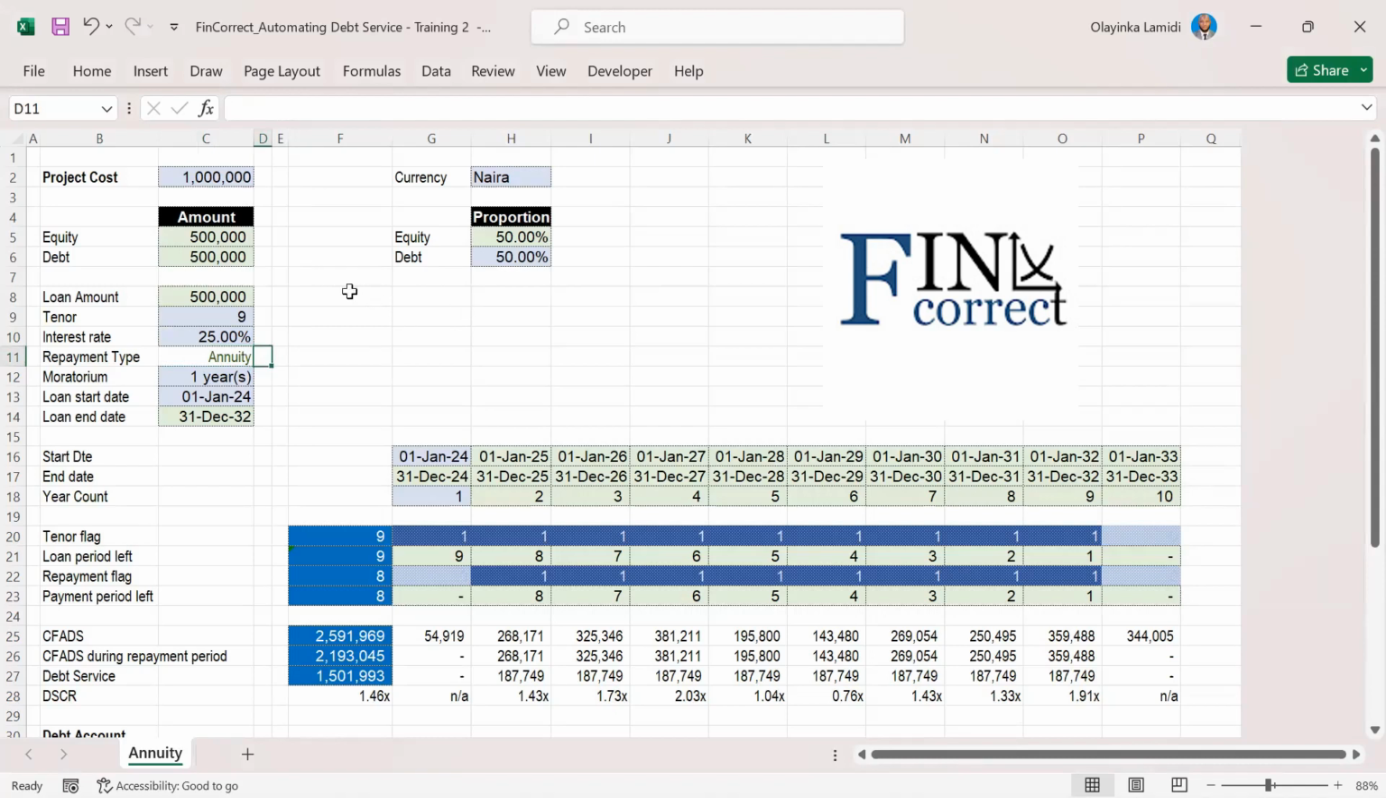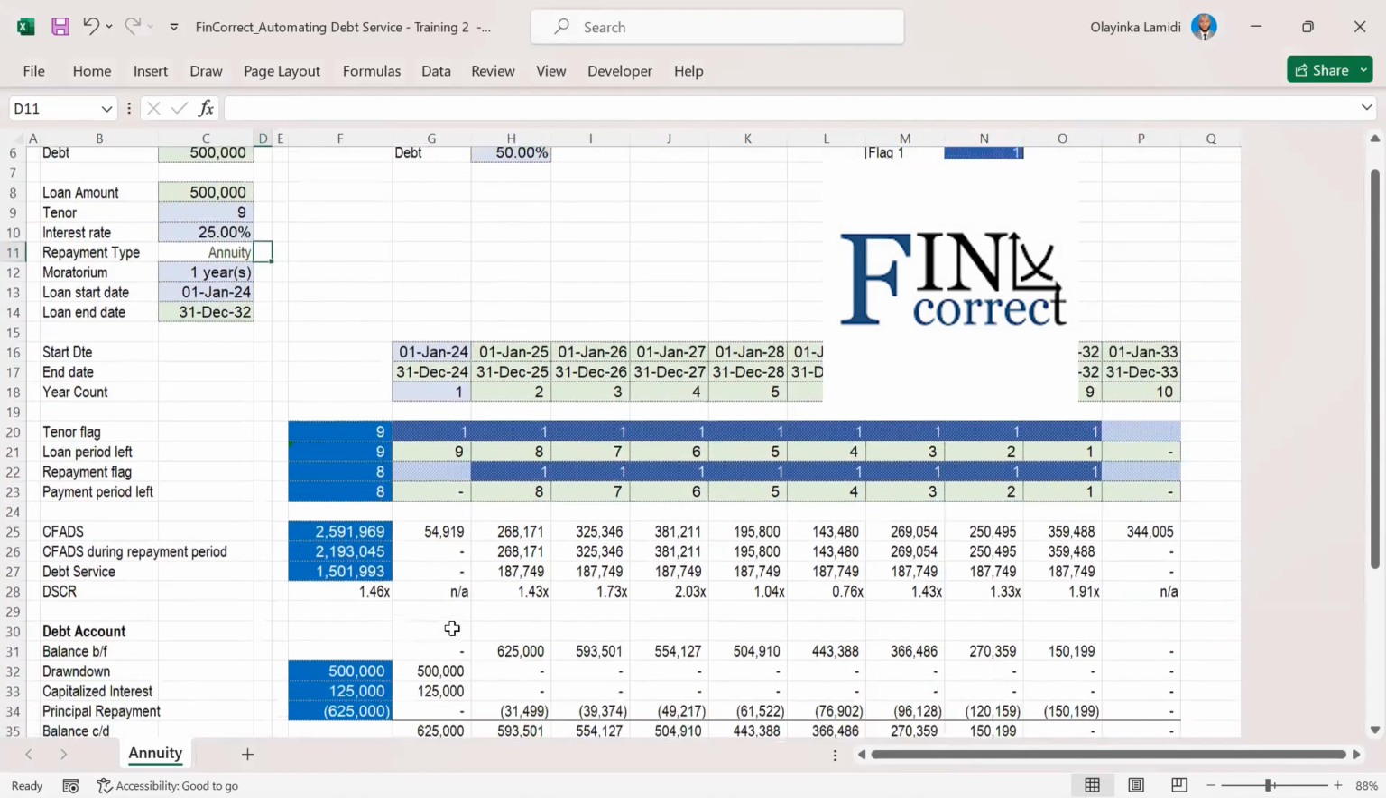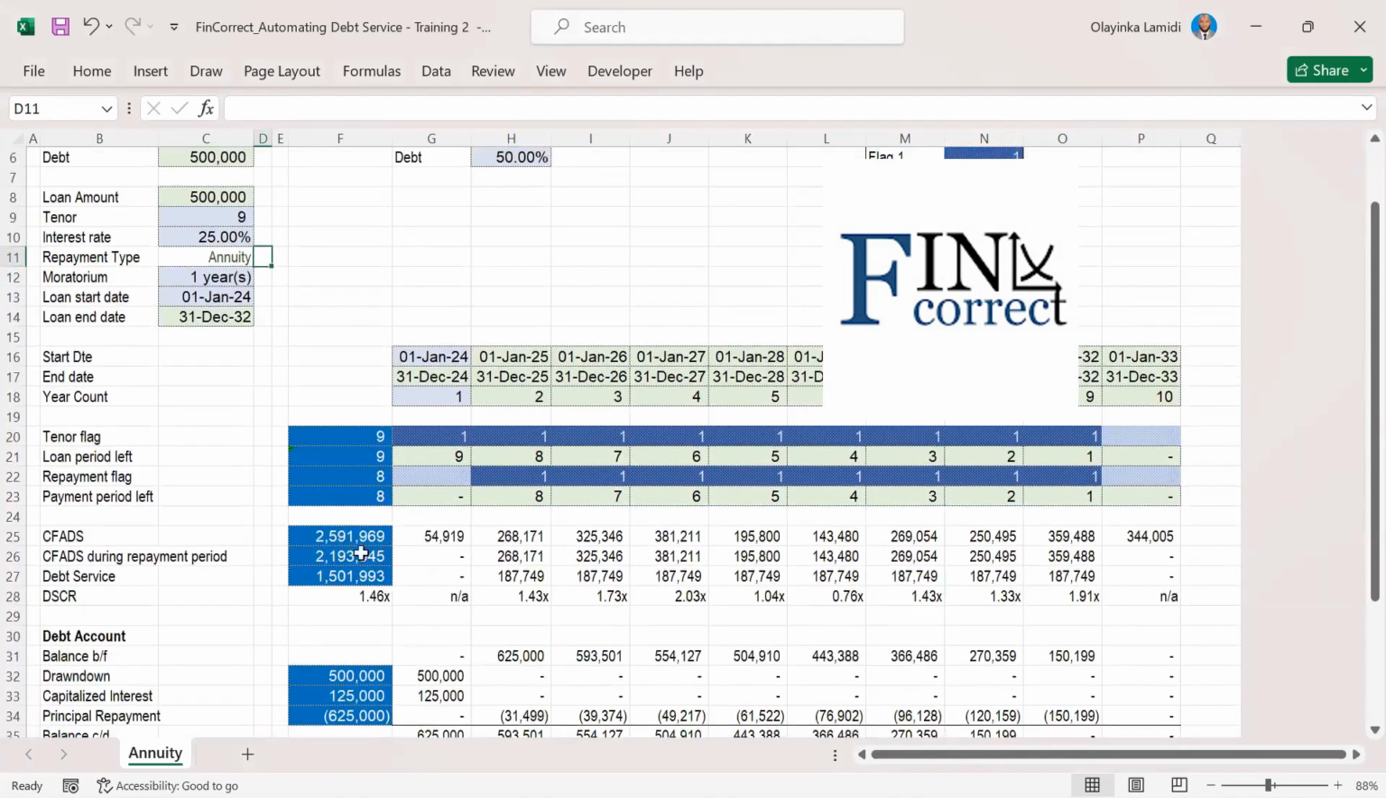We have a project that costs 1 million naira, with a capital structure of 50% equity and debt, a loan tenure of 9 years, an interest rate of 25%, and a 1-year moratorium. We've done the flag as well as some calculation around the period of repayment that is left, and we've estimated the CFADs. There is something I've changed here: in the previous video we had adjusted CFAD, and the adjusted CFAD is the same thing as CFAD during the repayment period.